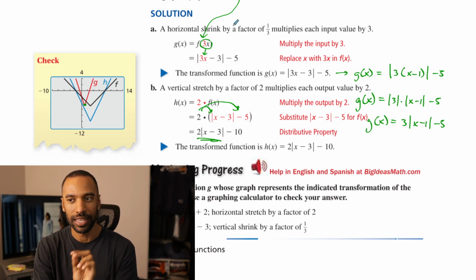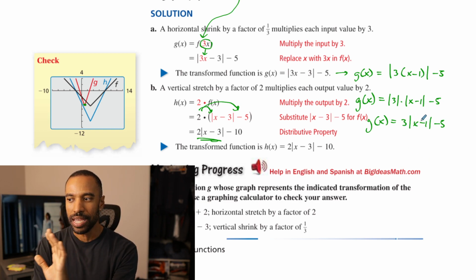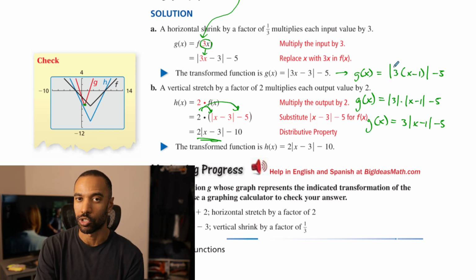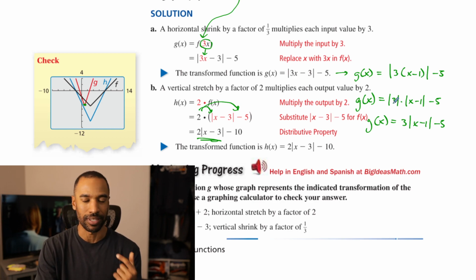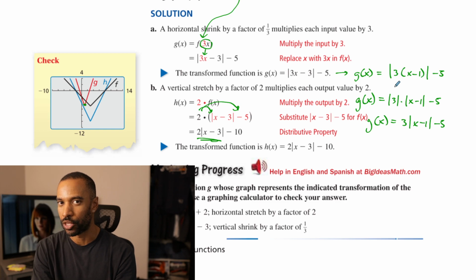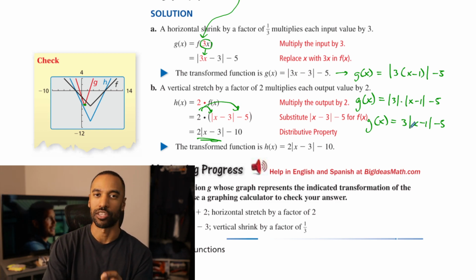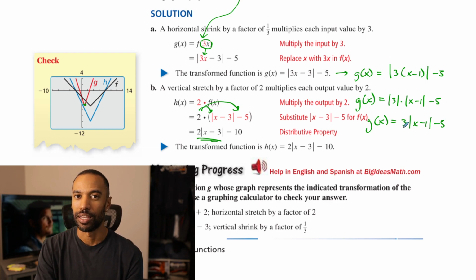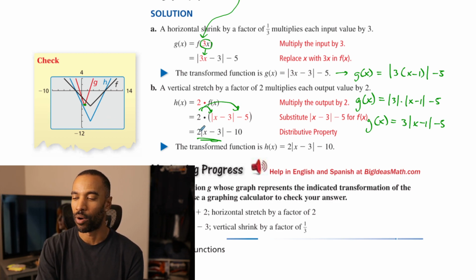Now that the 3 does not exist inside the absolute value at all, we're not referring to horizontal stretches or compressions if you factor it out and get it on the outside like this. What was a horizontal compression of 1/3 has now been restated as a vertical stretch of 3. Are those the same thing? Yes. And that's the point I want to make.